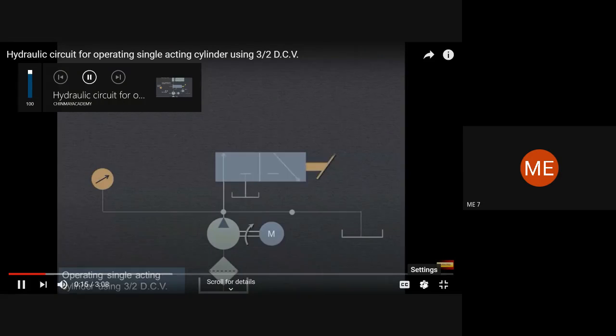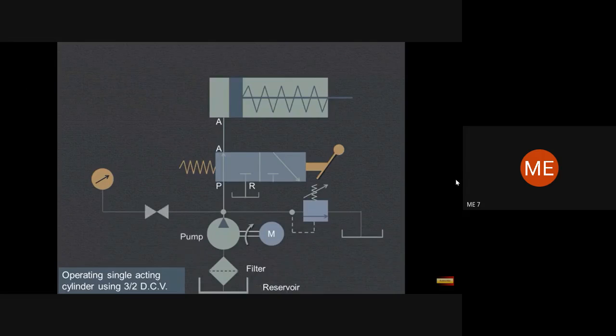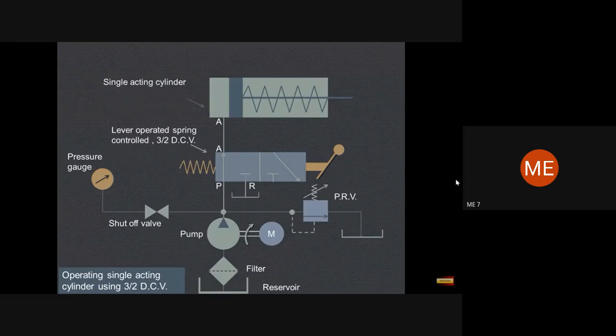Draw the circuit, and then we'll try to understand how the circuit works. So various components are shown over here. This is the reservoir, then filter, the pump which is driven by the motor, then shut-off valve, pressure gauge which indicates the design pressure in the circuit. Then this is the pressure relief valve, which is a normally closed valve. If the pressure exceeds the design pressure, only then this will open, and the fluid will go back to the reservoir.